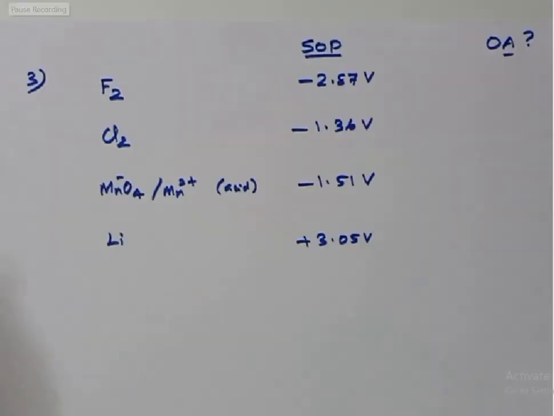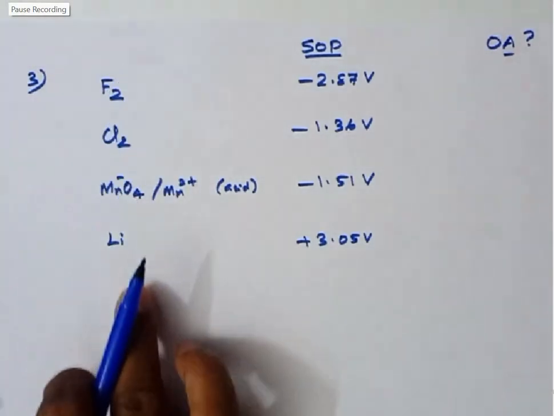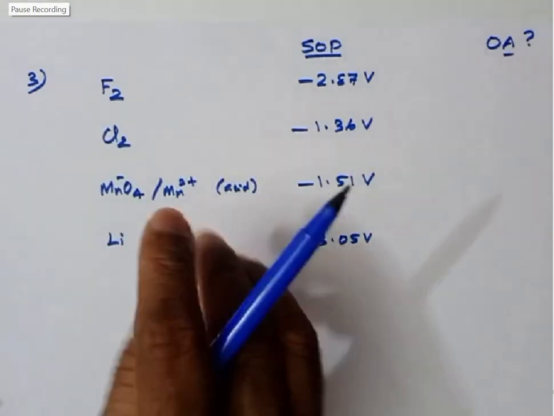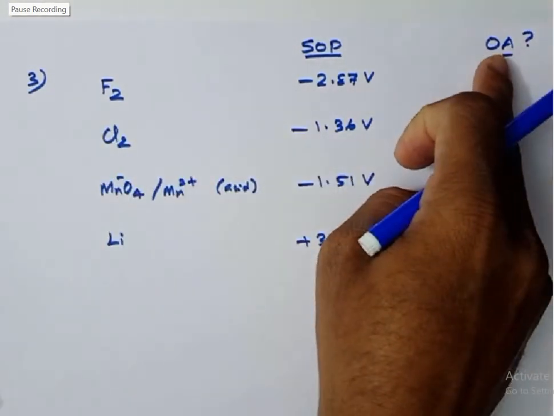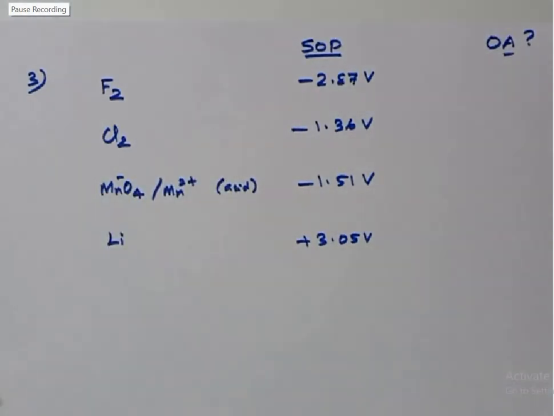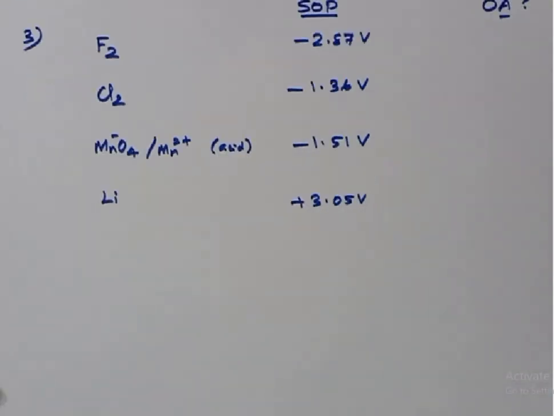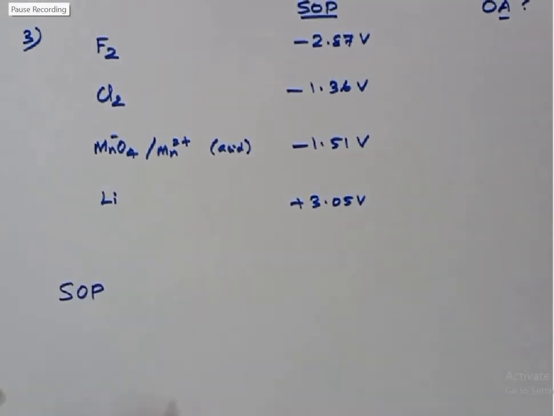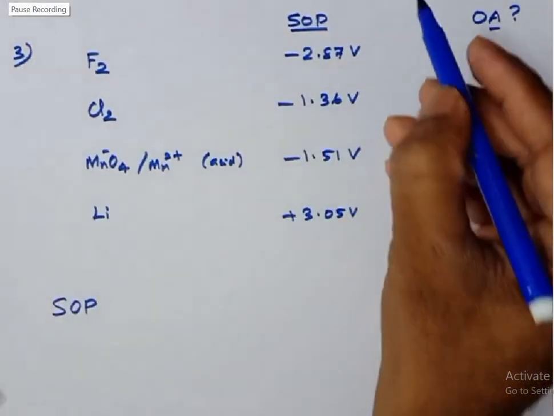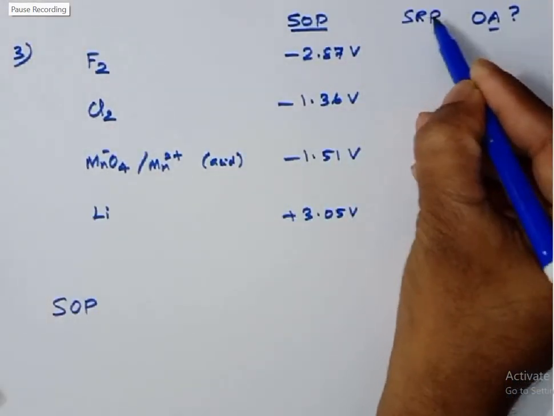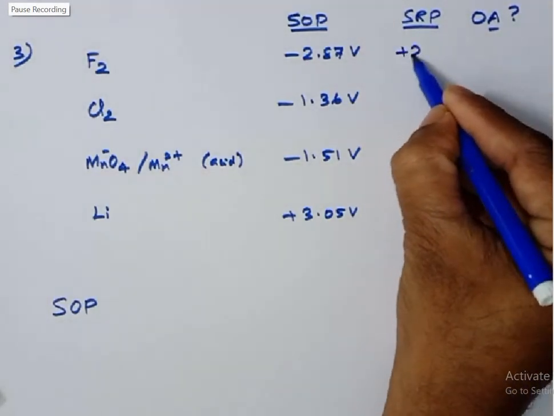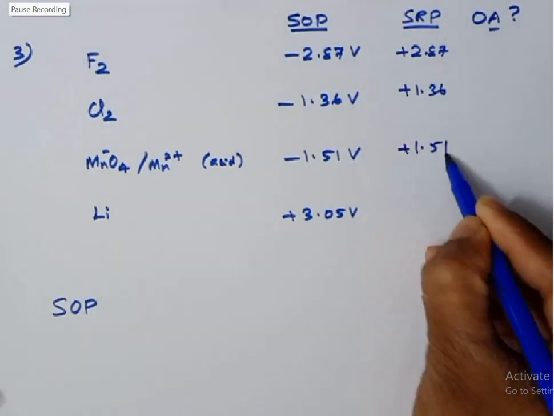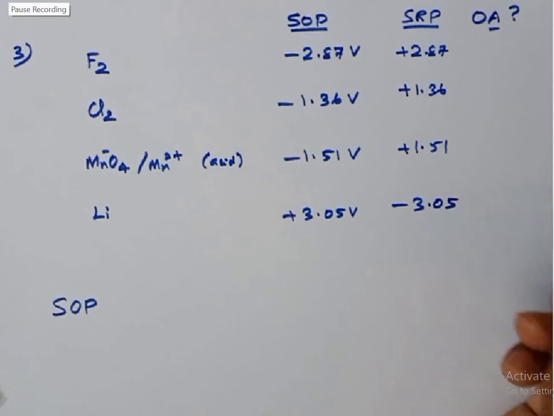Okay, is this clear, students? Any doubt? So the next question, I have given a few species here and the corresponding SOP values. You need to identify which is a good oxidizing agent among these 4. If standard oxidation potential values are given, you convert that into SRP. SRP means plus 2.87, plus 1.36, plus 1.51. This is minus 3.05. Am I right?